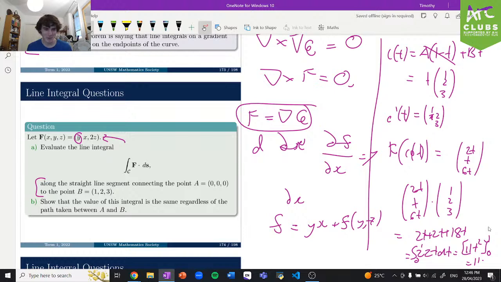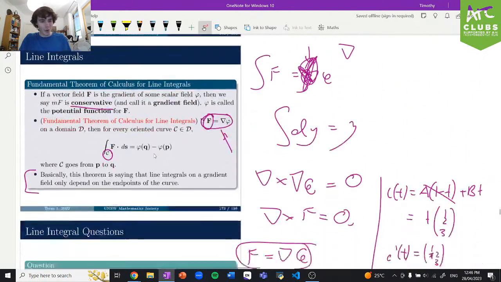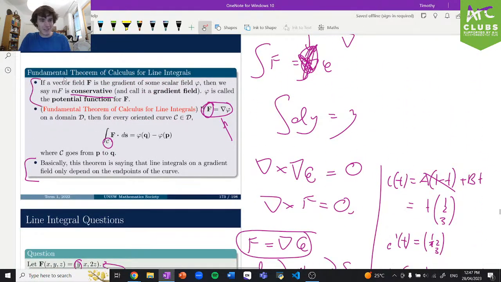And now we have to show that the value of this integral is the same regardless of the path taken between a and b. Thinking about what this question is essentially asking us, you may look at that and be like, what the hell? How am I supposed to do that? How do I prove that it's the same for every single path? I don't want to have to evaluate it for every single path possible. Well, remember, all we are trying to do is show that it's the same for every path, i.e. show that it's a conservative function.